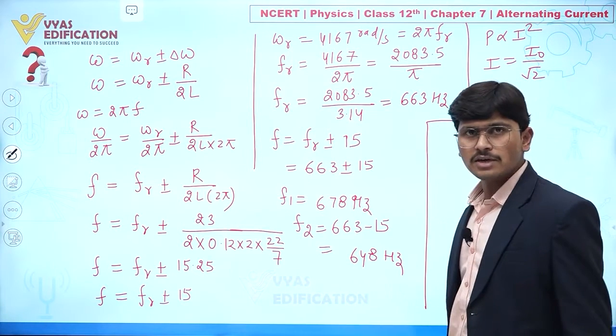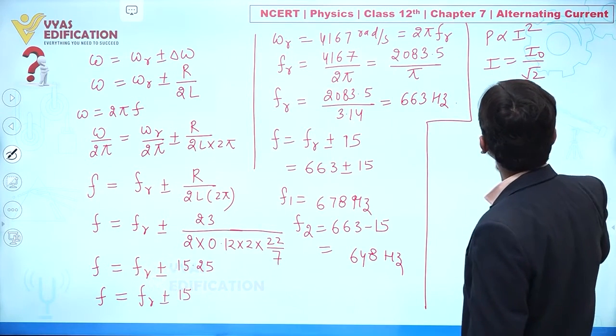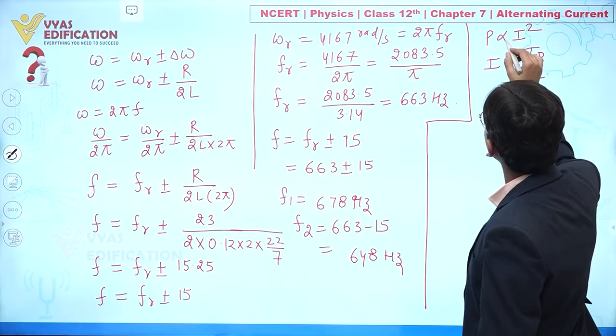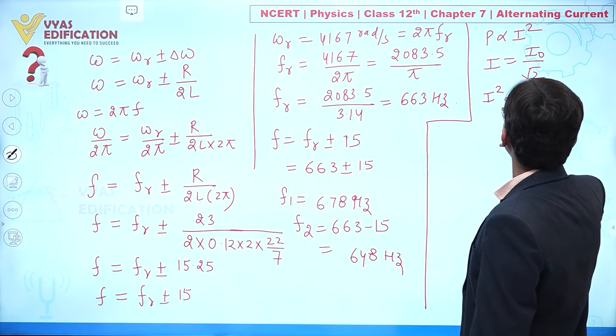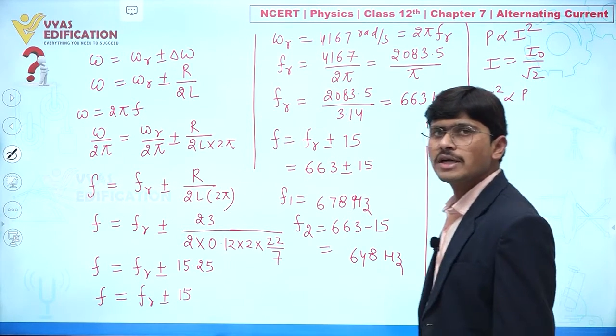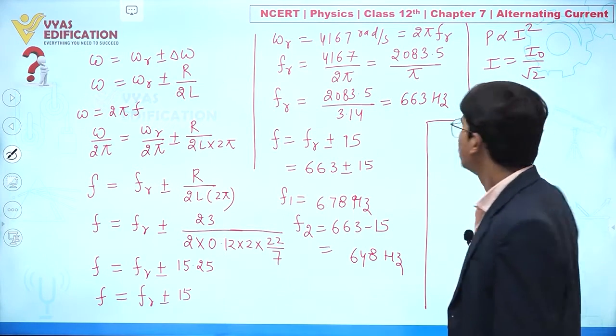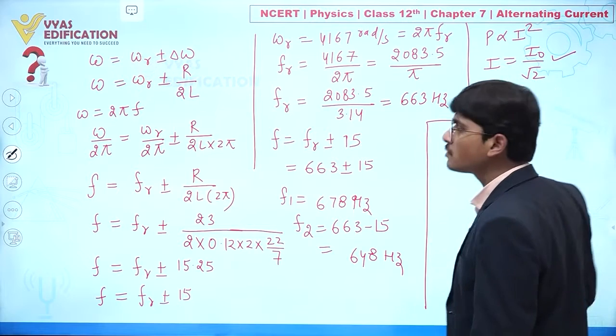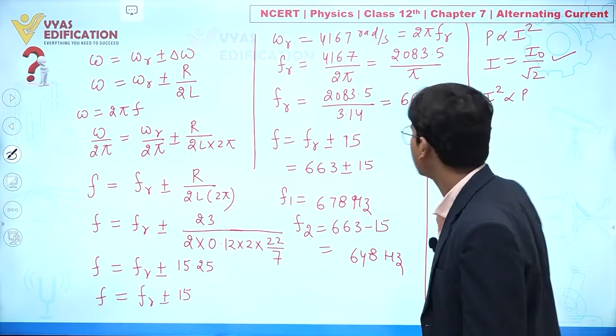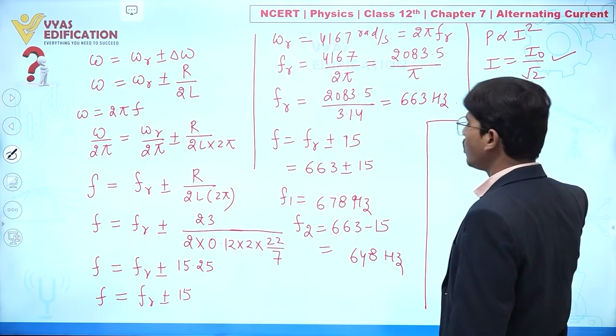Clear to everyone? We can see why I am writing like this, because I squared is directly proportional to P. Now if we take half of the P, at that time the current becomes 1 by root 2 times. That's why I am saying the current becomes 1 by root 2 times of I naught. Clear? So from here you can see the value of I naught.